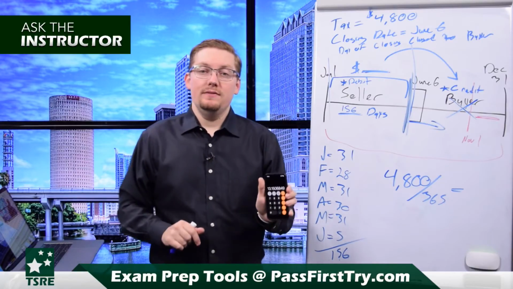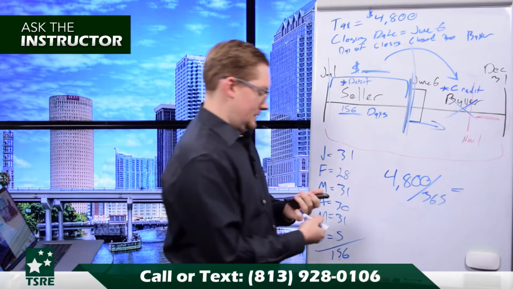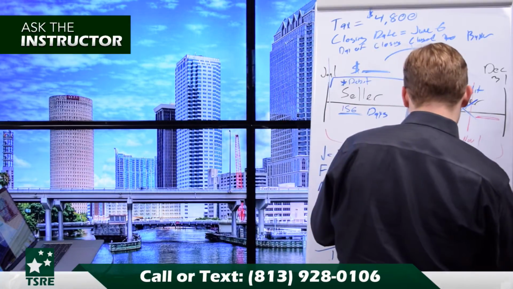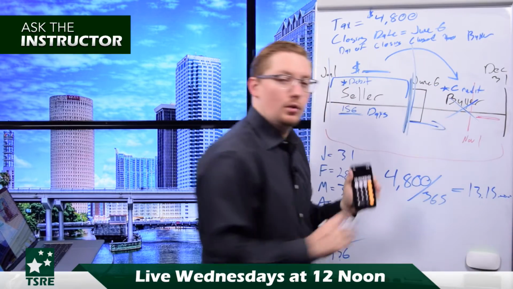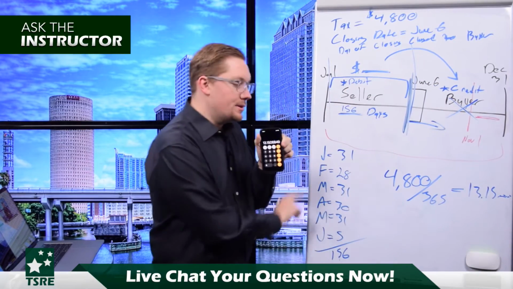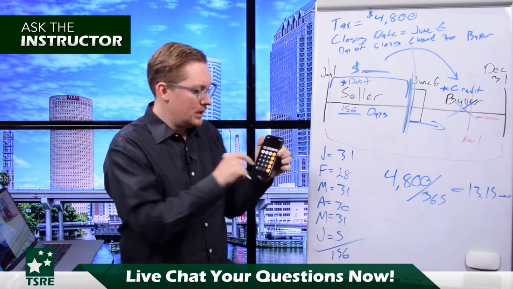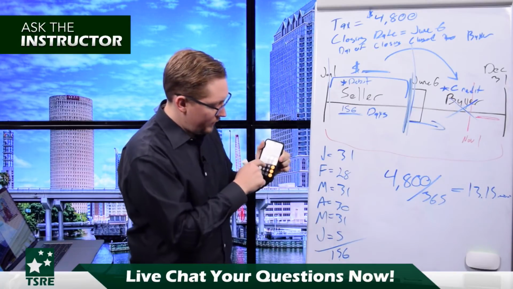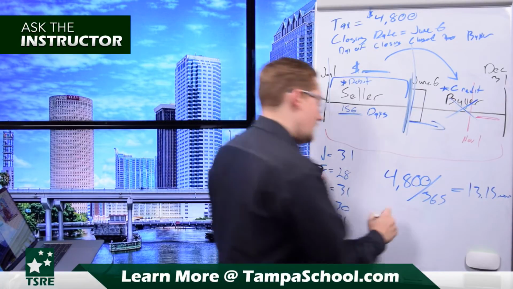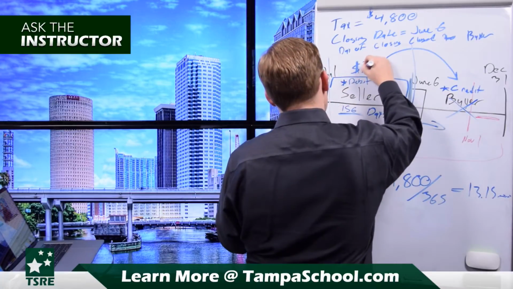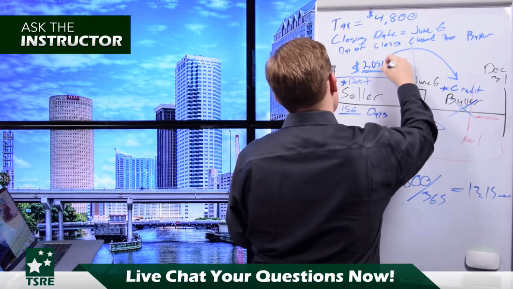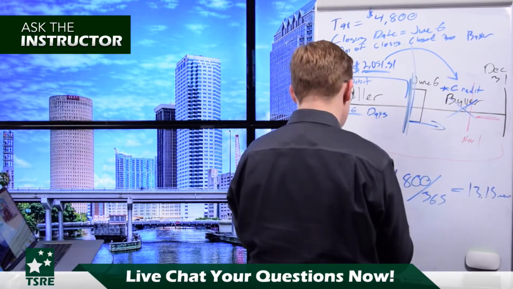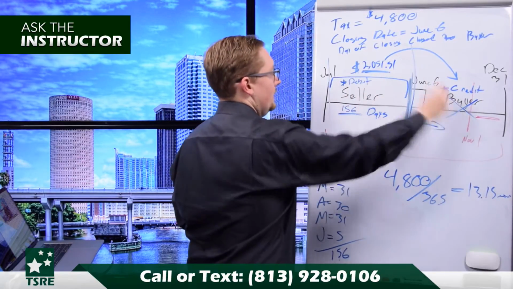It's important that we leave this number in our calculator like this. Now we could write this out here, 13.15... But really, we're going to take that full number, and that's why you always want to count your number of days first, because now we could just hit times 156, and we end up with the proration being $2,051. And here we could round to dollars and cents, so we'll round it to 51 cents. That's going to be debited to the seller and credited to the buyer.